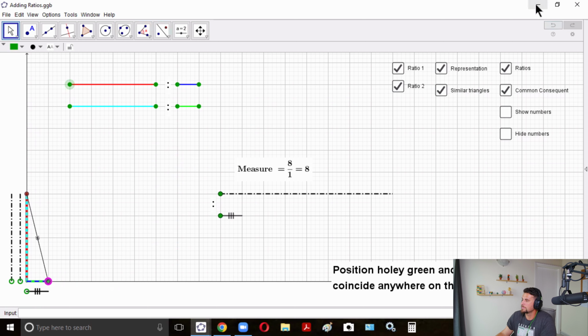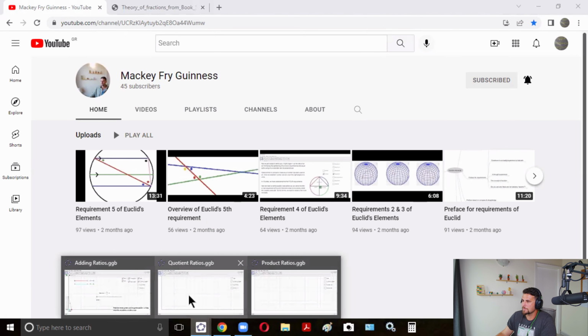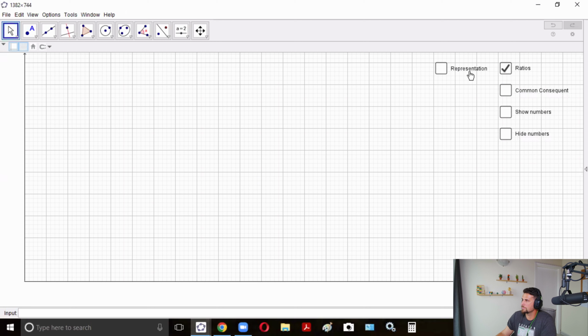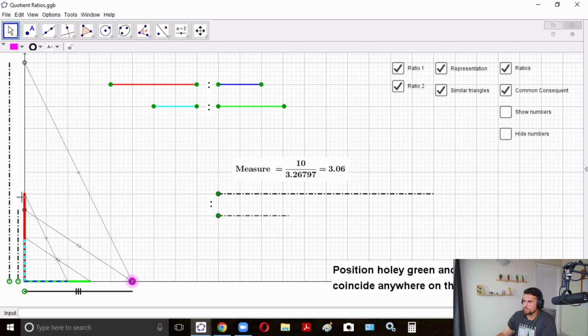All right. So we've dealt with adding ratios, and now let's go to quotient of ratios. Now, quotient of ratios, once again, we represent them in the same way, right? And we have to find a common consequent. And we do this, doesn't matter where we place the points. And then we have the quotient of these two ratios. Because they have a common magnitude, it's just simply the ratio of this long line to this line. That's all it is.